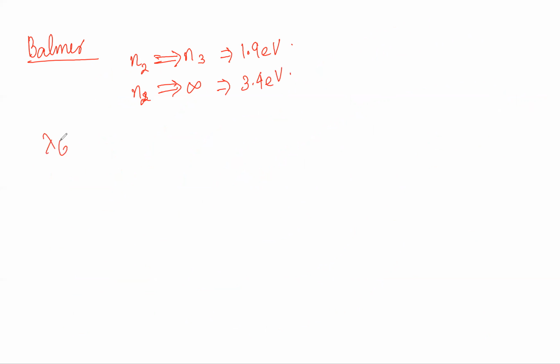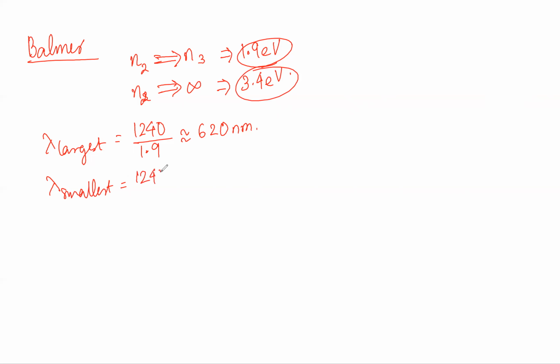What is the largest Balmer wavelength you can have? Least amount of energy. Take the least amount of energy, 1.9. So 1240 divided by approximately 2. That is around 620, 630 nanometers. And if you take the smallest wavelength, which means the largest amount of energy, take this one, and you divide 1240 divided by 3.4, which is just slightly less than 400 nanometers.